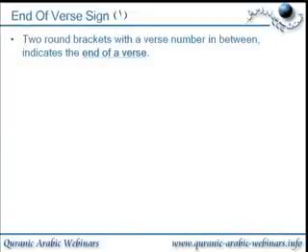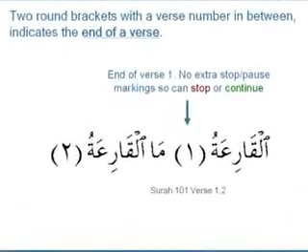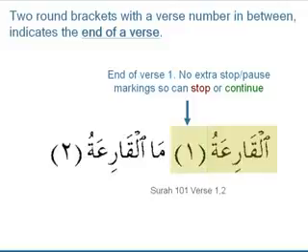Okay, so the first one then, end of verse sign. Two round brackets with a verse number in between indicates the end of a verse. So simple example here. This is from Surah 101 and it's verse 1 and 2. And all I'm trying to show here is you've got these end of verse markers. So we've got verse number 1 and verse number 2. So again, the Arabic comes first, i.e. the verse itself, then the number of the verse.